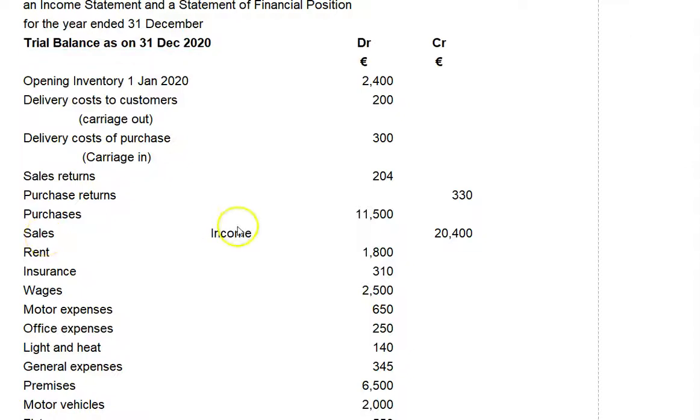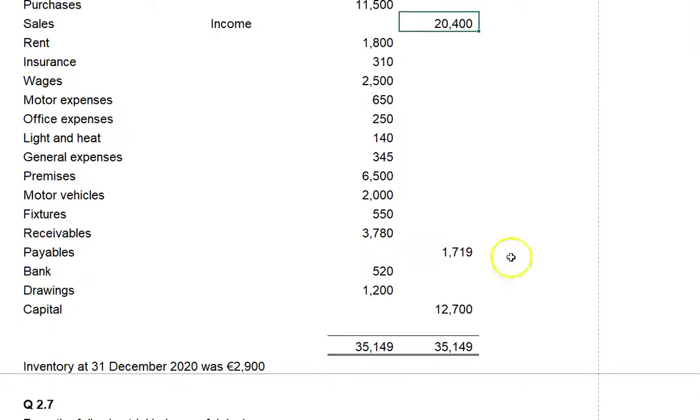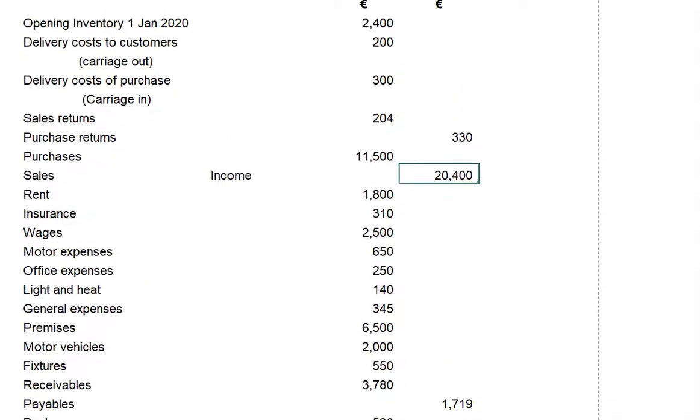So we've only one income account, which is sales. Sometimes there's other income like rent received. Income accounts or revenue accounts will always be on the credit side. And here we've just got one sales account. What else is on the credit side? The other accounts on the credit side are payables and capital. So payables is liability, capital is equity. They go in the statement of financial position.